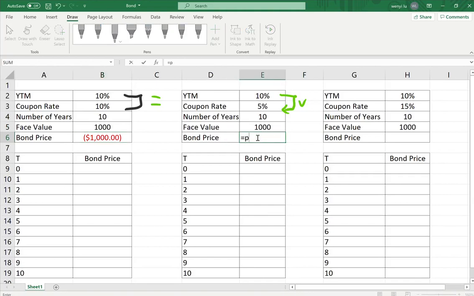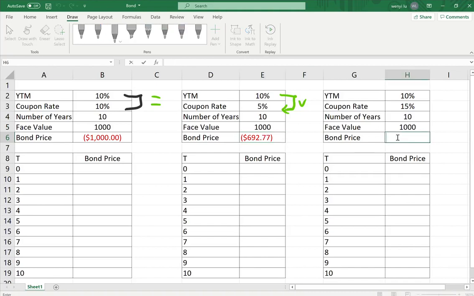Let's solve this one again with PV, the present value function, which solves the value of the future cash flows. For a bond, we receive the coupon and the face value in the future. The rate, the discount rate, will be 10%. The number of periods is 10. The coupon payment is face value times the coupon rate. The future value is 1,000, and the type is 0. You can see the bond is trading at a discount, less than $1,000.